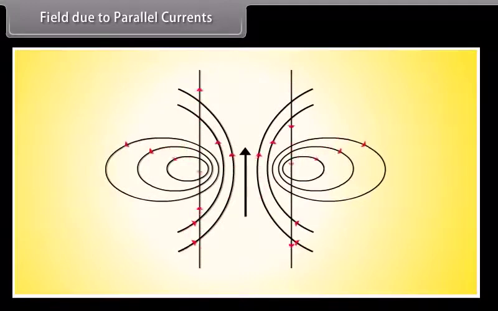It represents the combined magnetic field due to two parallel conductors carrying currents in opposite direction. The pattern of the magnetic field indicates repulsion between conductors.